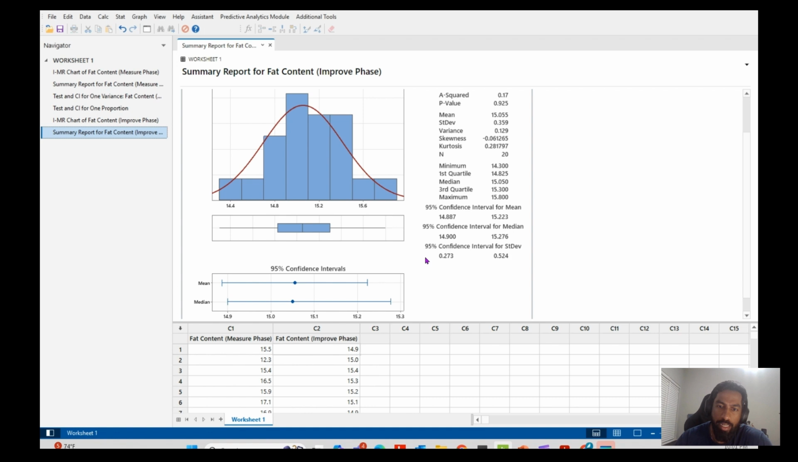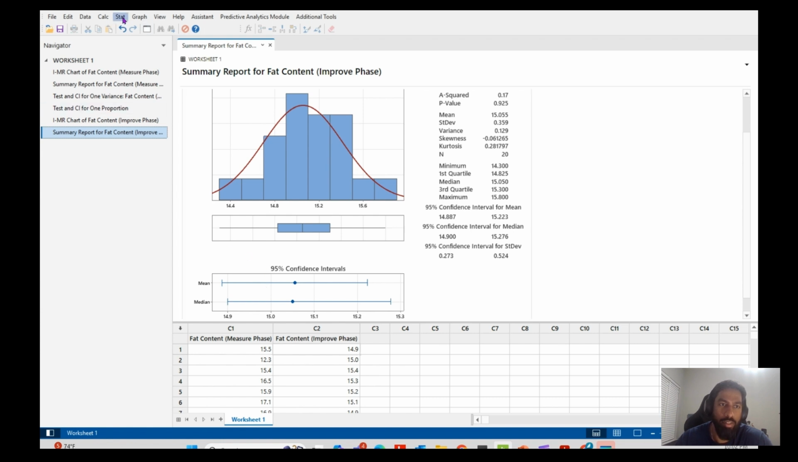It's also giving us the 95% confidence interval of the standard deviation. And if you remember, one of the hopes that the operating manager had was that the standard deviation is less than 1 gram. After the improvement, it looks like the standard deviation is definitely less than 1 gram. It ranges from 0.2 to 0.5. But we are obviously going to run a one variance test to specifically test if the standard deviation is less than 1 gram.